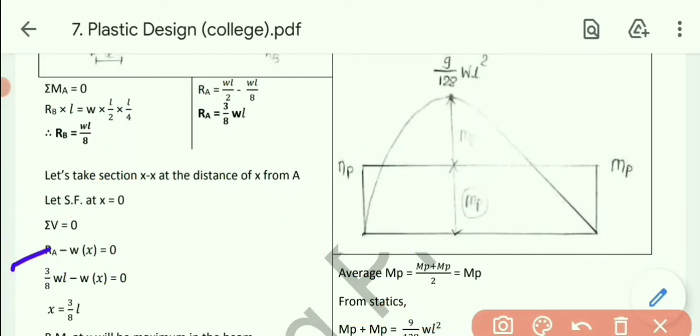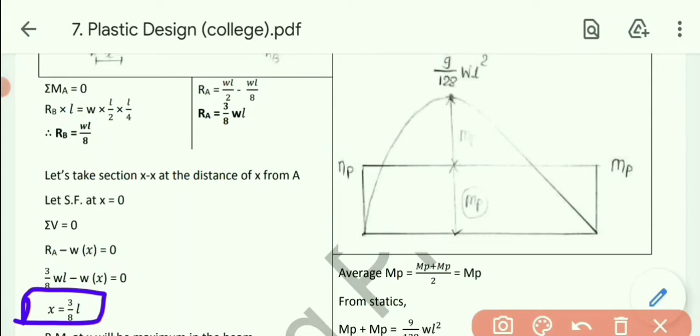Okay, this one. So let's put in the value of RA. 3 by 8 WL minus WX equals 0. By simplifying this one, W will be cancelled. So x equals 3 by 8 into L. So we got the distance where SF is 0, that is 3 by 8 L. So obviously bending moment will be maximum at this point.